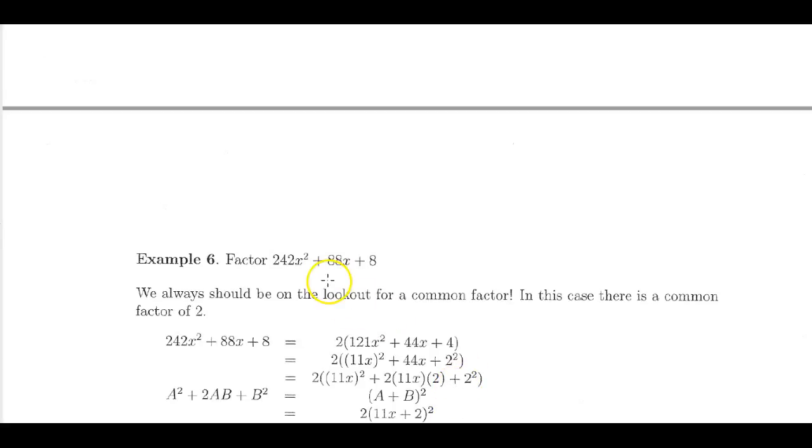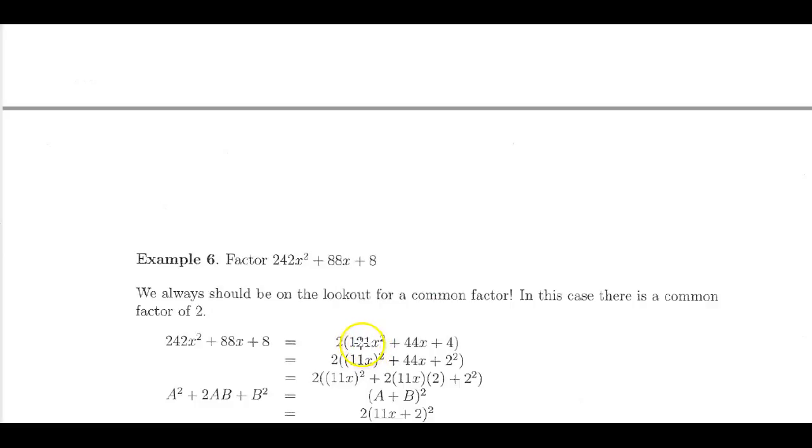Here we want to always be on the lookout for a common factor. Okay, so the main rule for factoring is we want to make sure we factor out any common factors. So with 242x squared plus 88x plus 8, we see that 2 is a common factor. So 2 can be multiplied by 121x squared to get the 242x squared. 2 times 44x is 88x. 2 times 4 is 8. So we factored out 2.